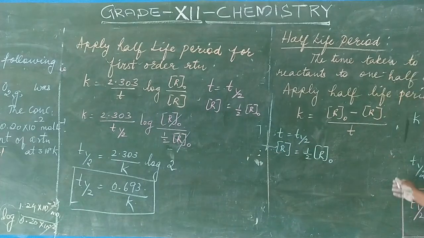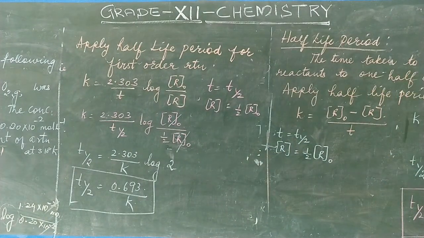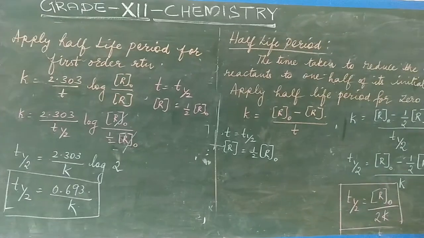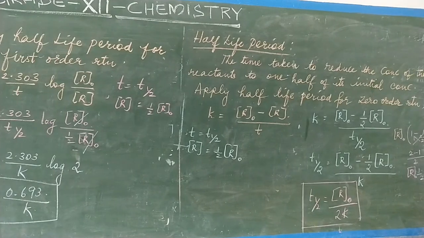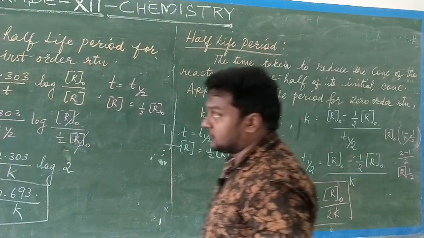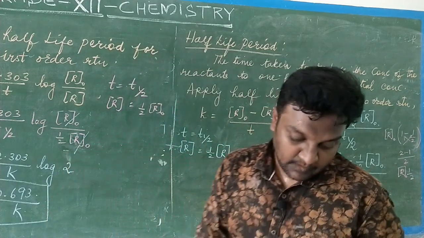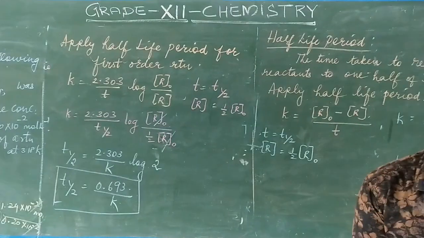முன்னாடி கொடுத்தது half-life period for the zero order kinetics. So half-life period na என்ன? Half-life period for first order kinetics and half-life period for zero order kinetics I have given. Okay, based on this you have two sums. Those two sums we will do now. Two sums, textbook back sums.